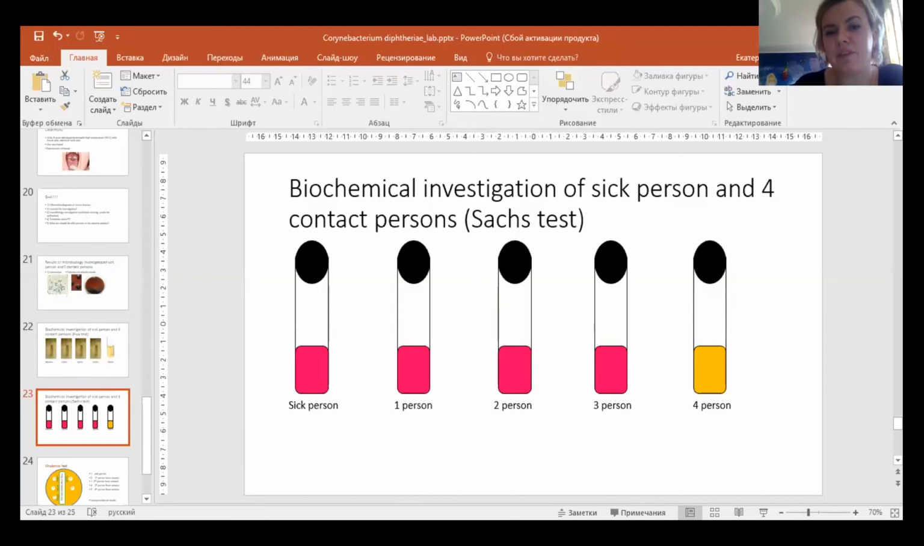Yes, and the sick person and 3 contact persons have positive Pisu results, so it will show diphtheria by a change in color and a negative Zak's test. And the fourth person is positive for Zak's test. We can think about diphtheroids, non-pathogenic Corynebacteria. Next, we should detect whether this bacteria has toxigenicity or not. We will do the next test. What test will we do?